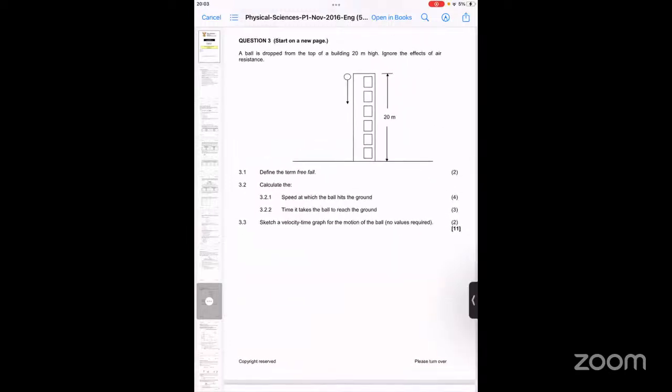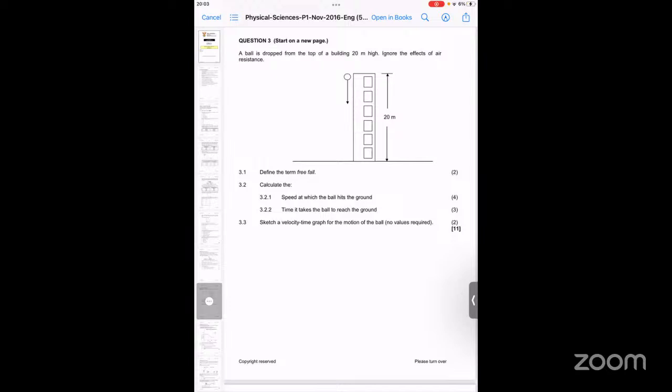So question number 3, you are advised to start on a new page. A ball is dropped from the top of a building which is 20 meters high. So they tell you to ignore the effects of air resistance. Okay, 3.1, now they want you to define the term free fall. Anyone who wants to give it a try, just unmute, mention your name, and I will choose.